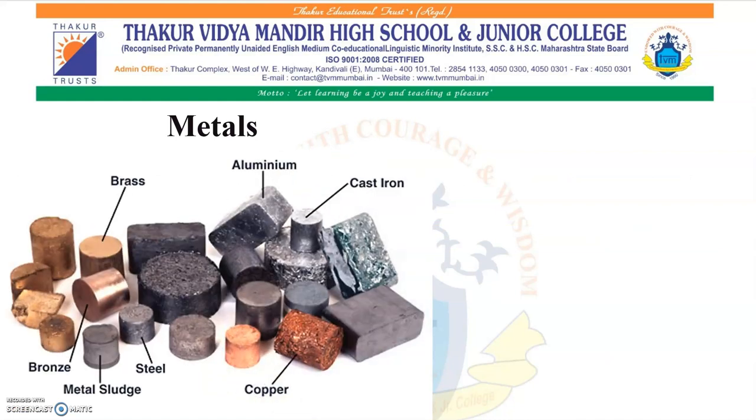Substances like copper, gold, iron, aluminium are called metals. Metals are found in the form of minerals deep inside the earth. These minerals are processed to obtain the metal. In our day-to-day life, metals have various important uses.